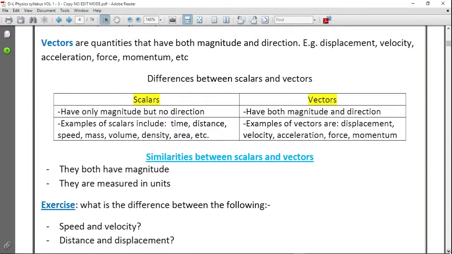So what are the similarities between scalars and vectors? At times they'll say you give the similarities and also give the differences. The similarity is that they both have magnitude and they are both measured in units.